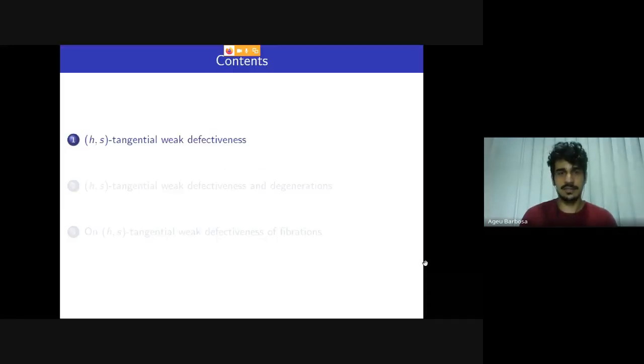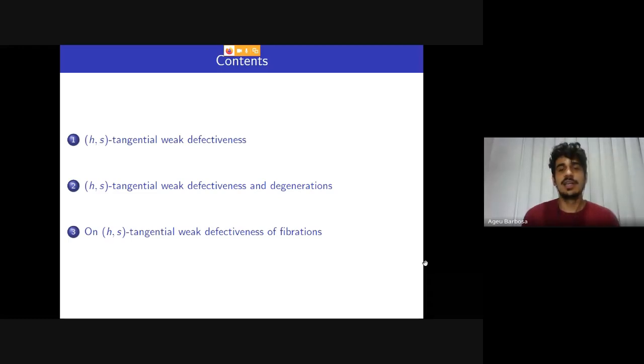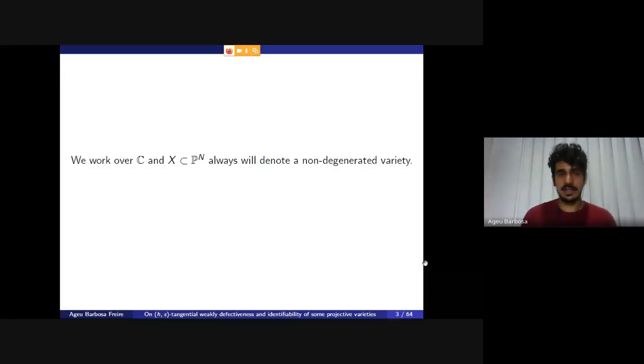The talk will be divided in three parts. In the first part, I would like to talk about the HS tangential weak defectiveness problem. We will see that this problem has some relations with the secant defectiveness problem and other notions in algebraic geometry. In the second part, I will present a method to study HS tangential weak defectiveness using degenerations, and we will apply it to Segre varieties. And in the last part, I will study the HS tangential weak defectiveness of some fibrations. Let me just say that we will work over the complex numbers, and X will always denote a non-degenerate variety in P^N.